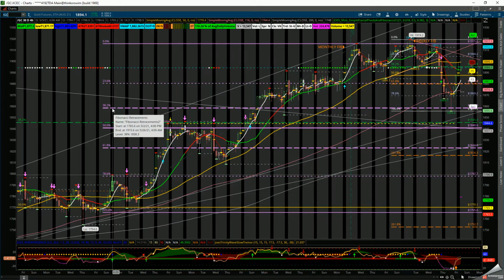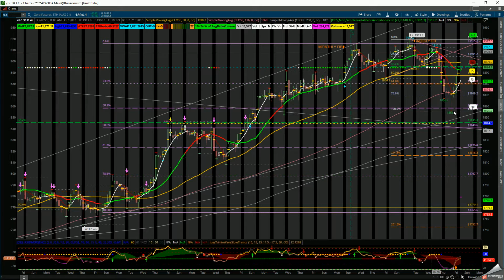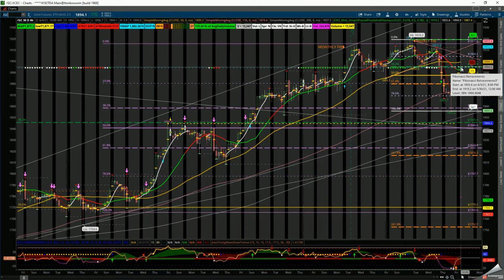This happened in the overnight. A lot of people may be sleeping in the US, such as us in California. You may have not caught the 1855 for a nice bounce. You might have traded the 61 back to the 50 to the 38.2 fib early morning when the market opens on the gold.